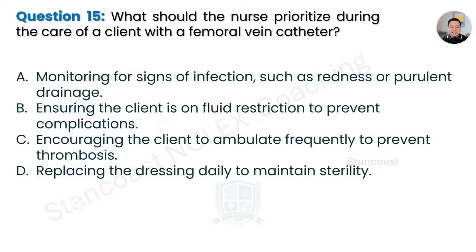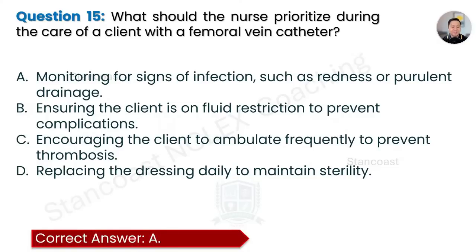Let's have number 15. What should the nurse prioritize during the care of a client with a femoral vein catheter? A, monitoring for signs of infection such as redness or purulent drainage. B, ensuring the client is on fluid restriction to prevent complications. C, encouraging the client to ambulate frequently to prevent thrombosis. And D, replacing the dressing daily to maintain sterility.